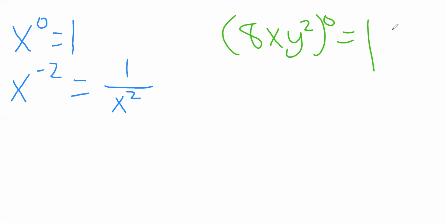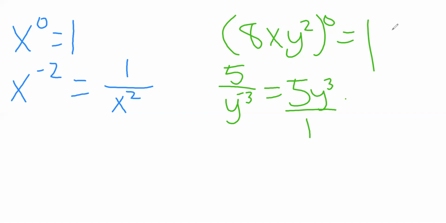It also works the other direction. So let's say that you had 5 over y to the -3. The negative is in the denominator, so to make that positive, we're going to make it cross the fraction bar and be in the numerator. But now this is like a fraction over 1, so you do not need that, so it's just going to be 5 times y to the power of 3.